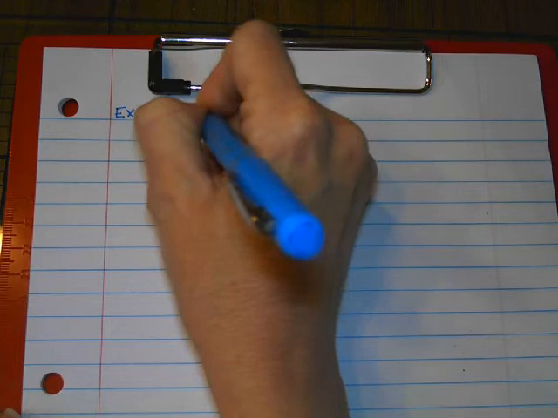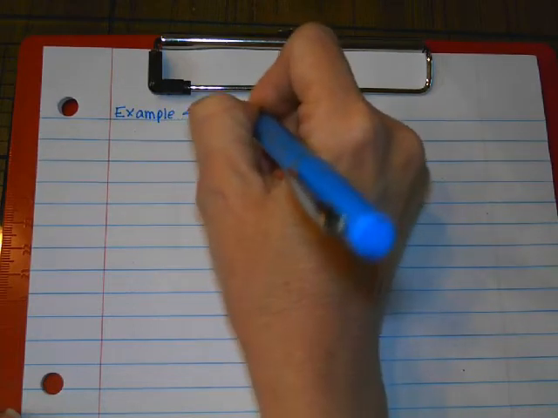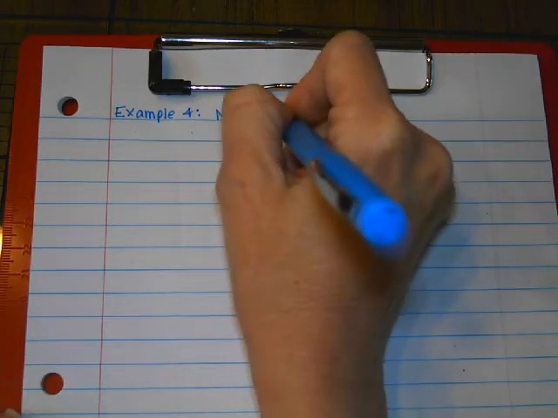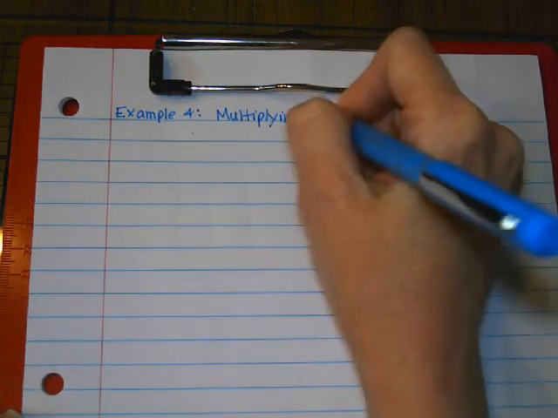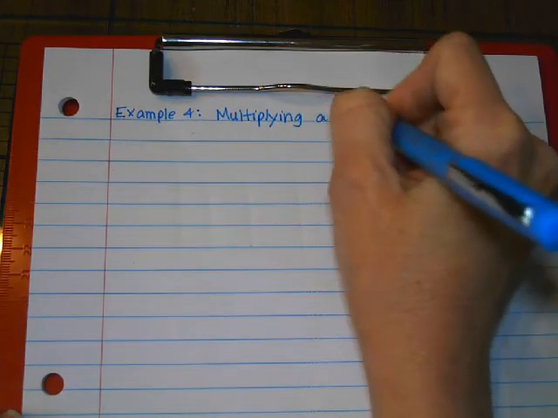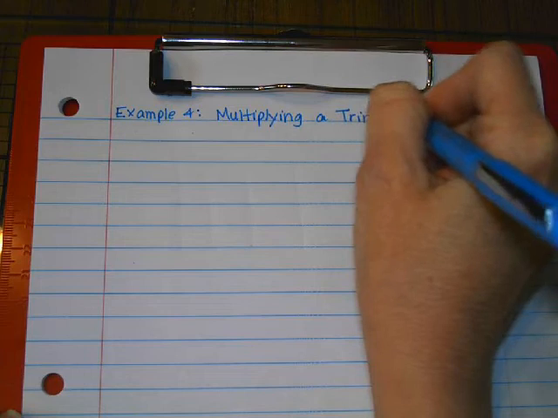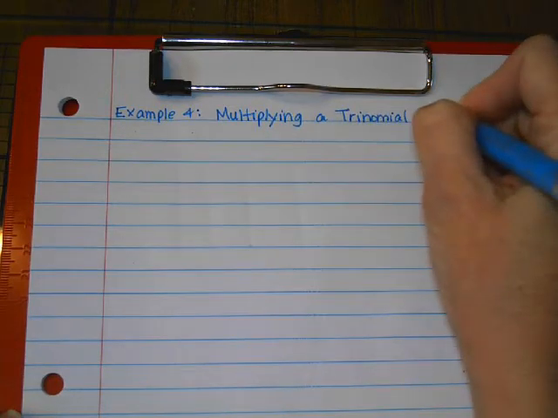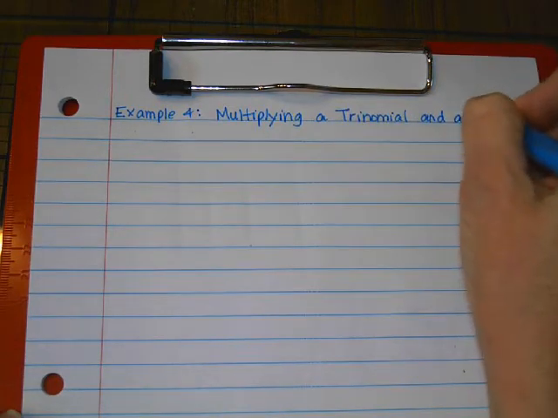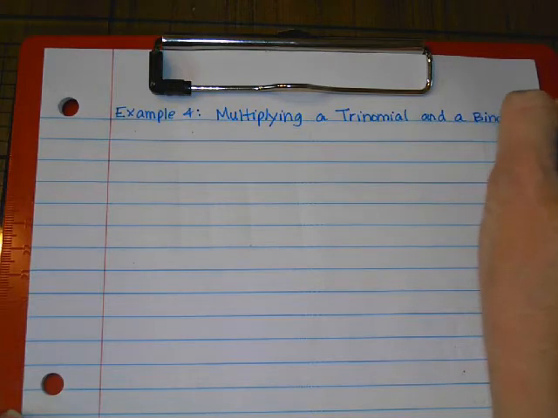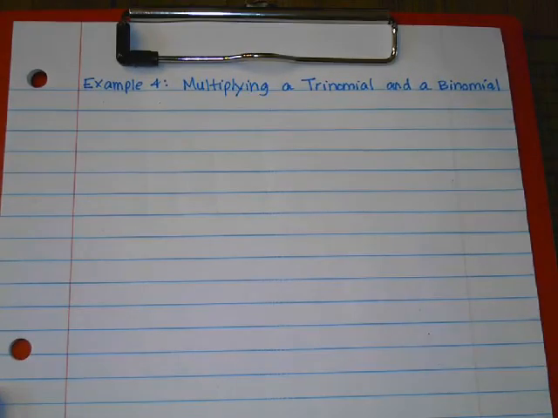So example 4, we're going to do multiplying a trinomial and a binomial. All right, so we're going to multiply a trinomial, which is how many terms? That's right, Addie, it's 3 terms, times a binomial is how many terms, Heather? That's right, 2 terms. So we're going to multiply 3 terms by 2 terms.